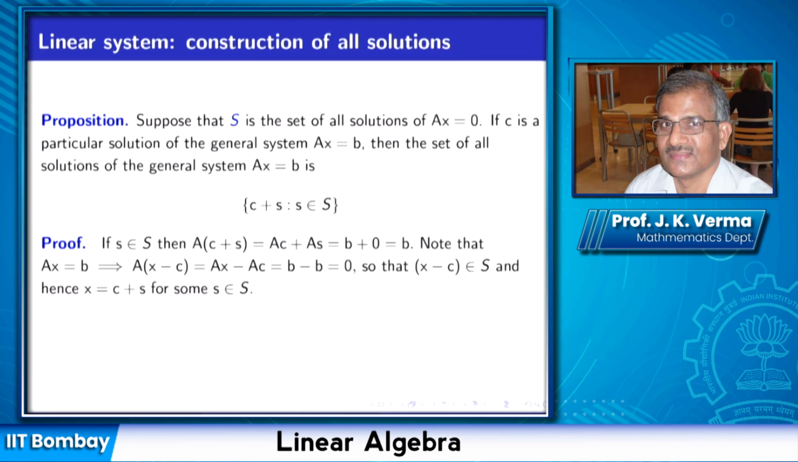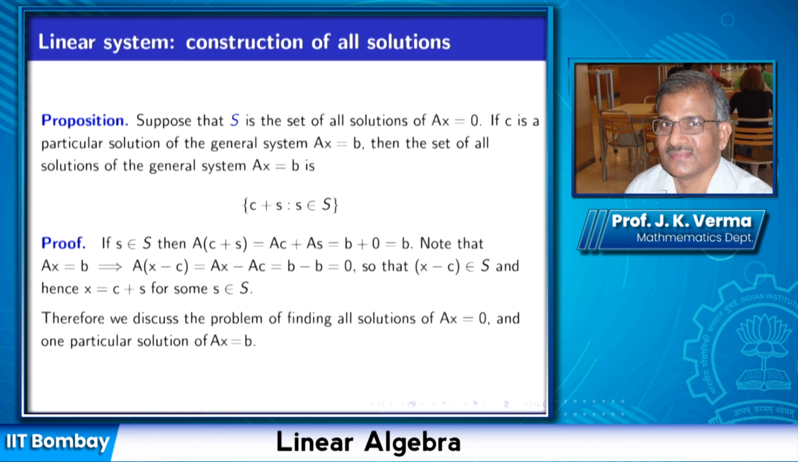And therefore, whenever x is a solution of Ax equal to B, x minus C is a solution of the homogeneous system, and therefore x minus C must belong to the set S, and therefore x is equal to C plus S for some S in this set S. So this shows that the set consisting of C plus S, where S is varying over the set S, is the set of all solutions of the general system of linear equations Ax equal to B.